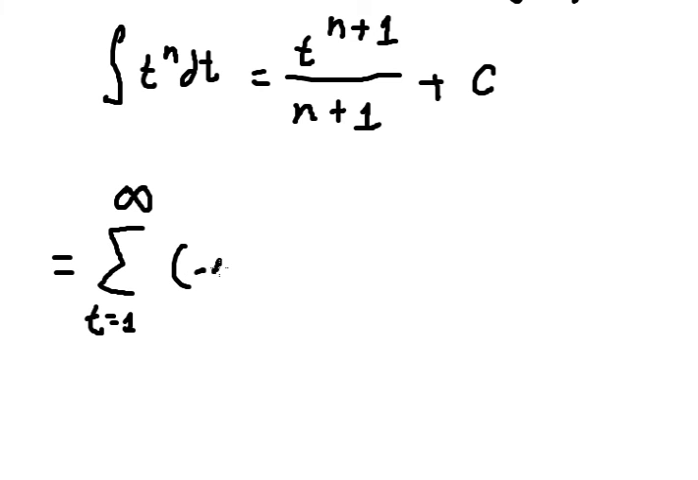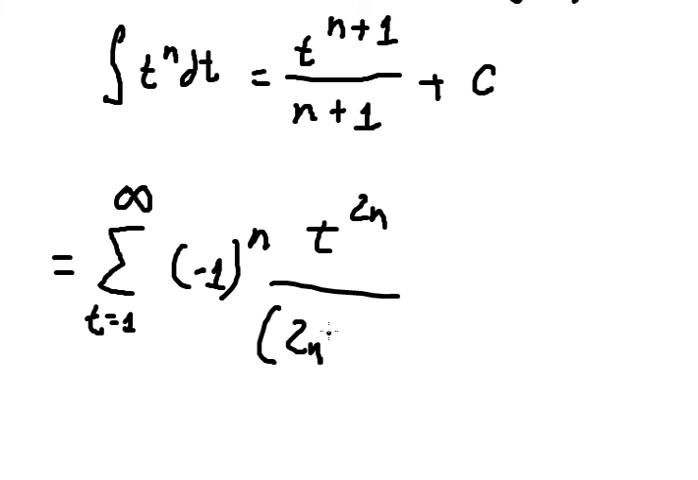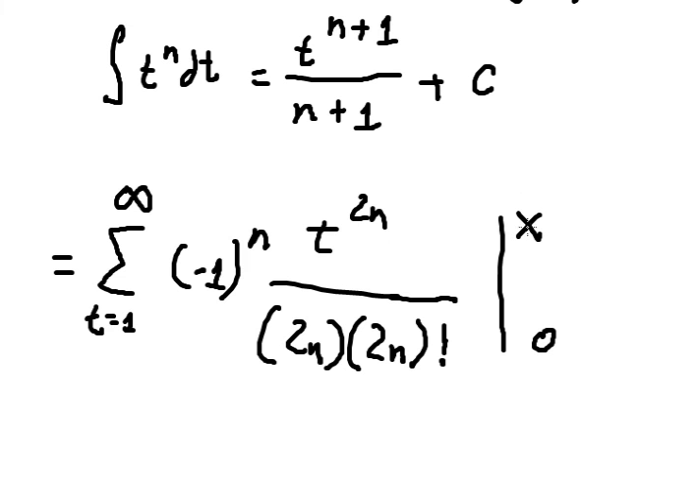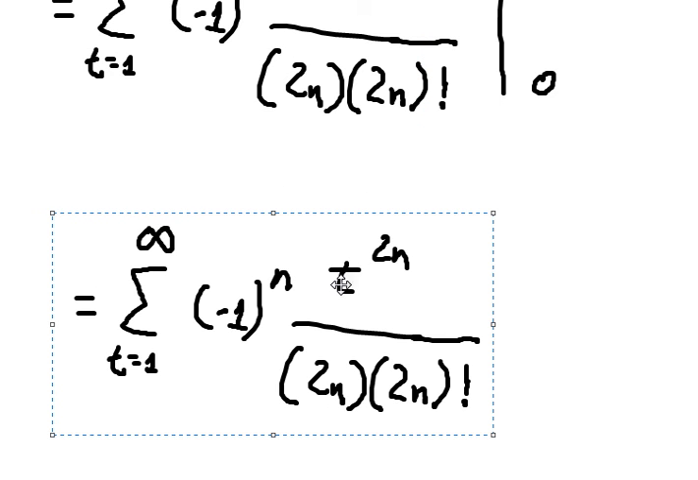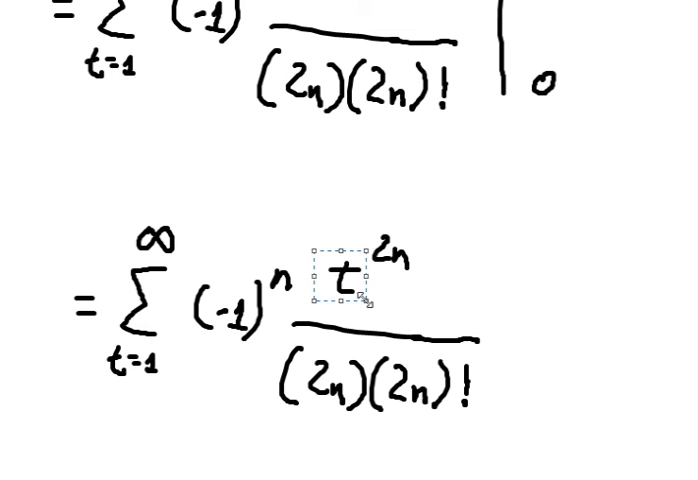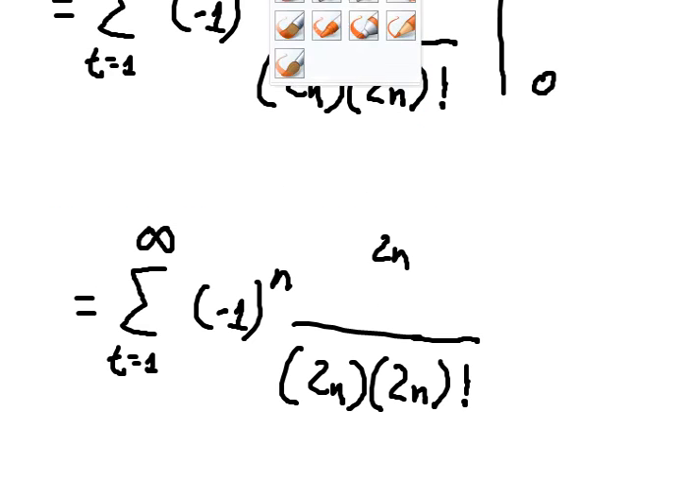so that means we have the summation from n equals 1 to infinity of negative 1 to the power of n, this one we have 2n over 2n multiplied by 2n factorial, and then we put the bounds from 0 to s. Now we put s and 0 in here. So we just have only s, because everything with 0 inside gives 0, so we just have only s.